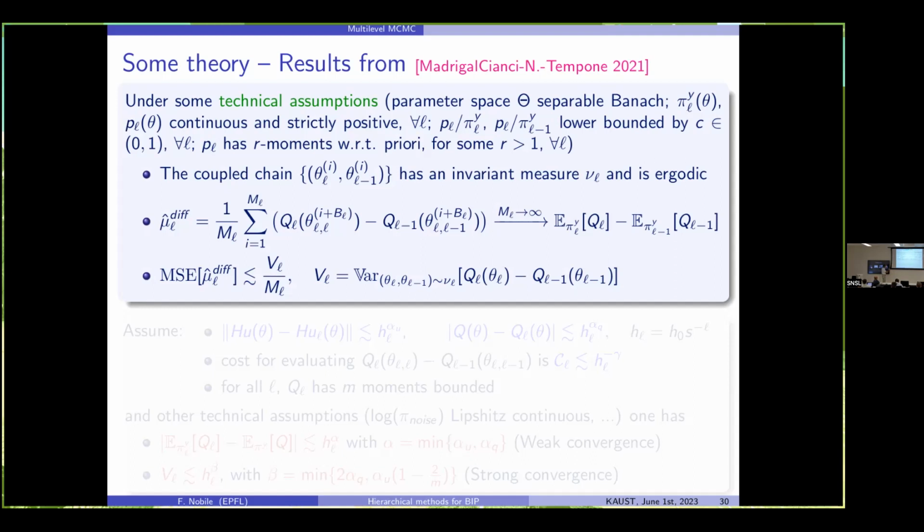And the variance of this estimator for the coupled chain scales like this VL, which is the variance of this difference with respect to the limit joint measure of the coupled chains. And this joint measure, by the mechanism that I've described, is highly concentrated on the diagonal, because you have a high chance that both chains accept the same state. So this joint measure here is not a density; actually it has an atom, a strong mass on the diagonal, plus some density outside of the diagonal. So this is the quantity that governs the quality of the Markov chain Monte Carlo construction.